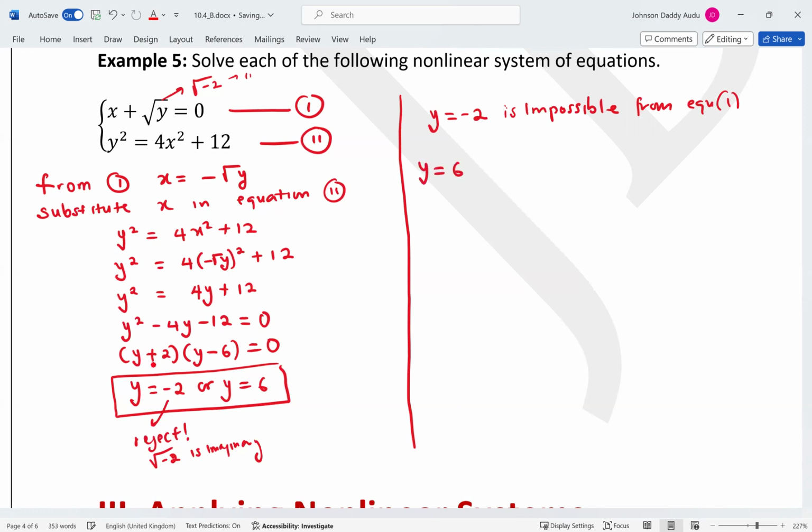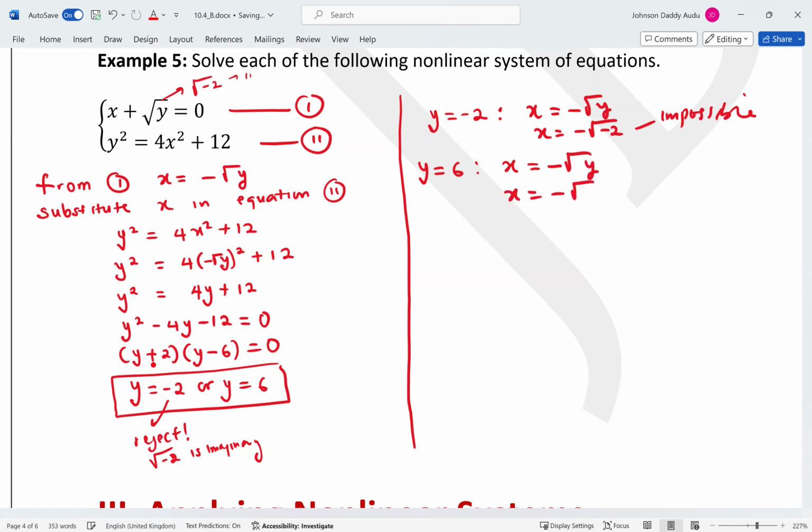Okay, now let's take y equals 6. If y equals minus 2, what does that mean? It means x is, remember, x is minus root of y. So x is the square root of minus 2, which is impossible. So if y equals 6, we have x is this one. So x is going to be minus root of 6, which is good. So it means we have only one solution, which is minus root 6 and 6.